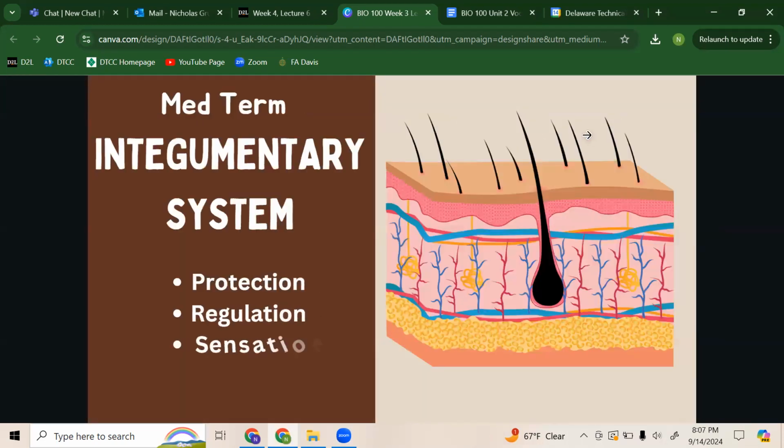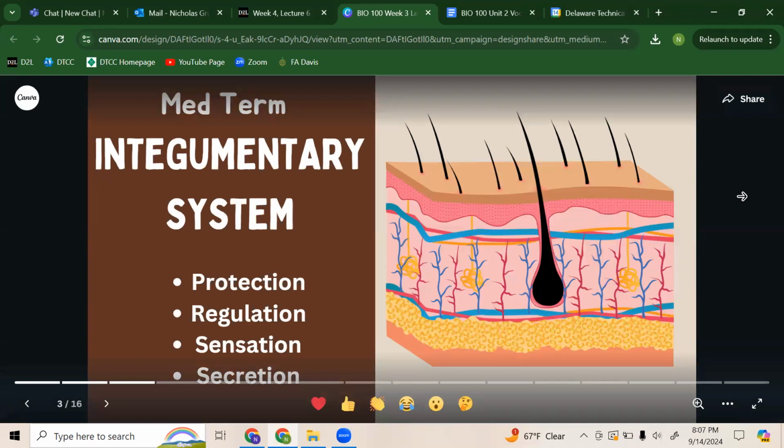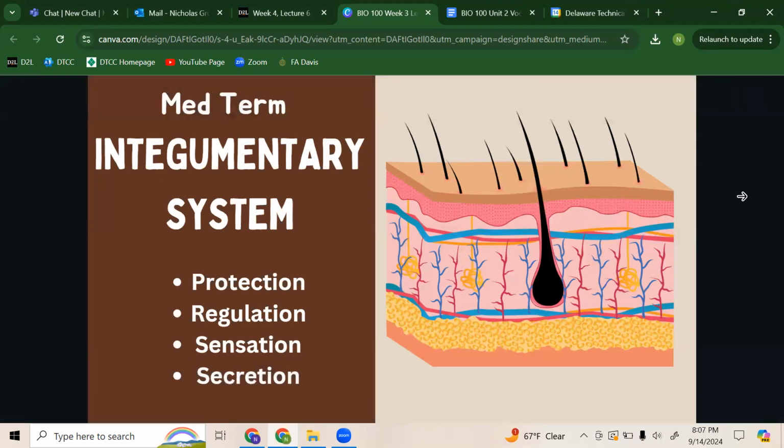So we're going to focus on the integumentary system today. These are the four main functions of the integumentary system. Protection, that can be from physical harm such as a cut or abrasion, but also protection from UV light. Regulation, that goes for temperature as well as hydration. We have a lot of our nerves in the skin aspect of our integumentary system, so sensation's a big function. And then secretion is another major function. We'll talk about a couple different types today as we go through our different parts.